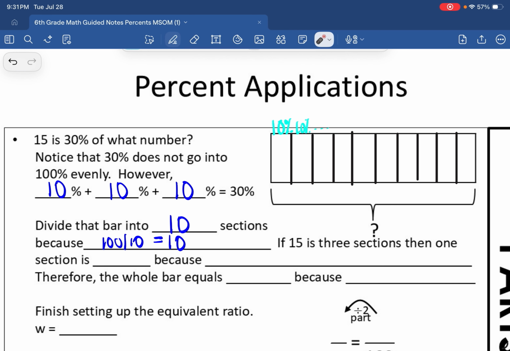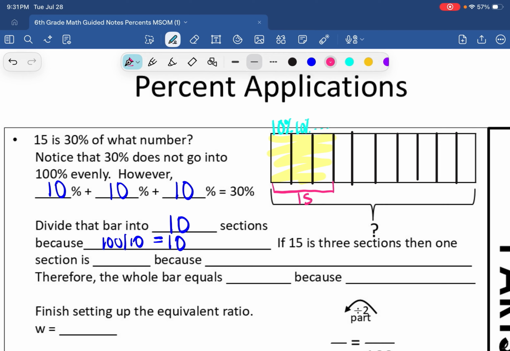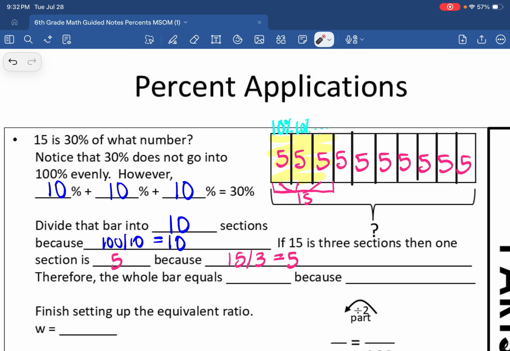15 is 3 sections because 15 is 30%. 30% would be 3 of these. So 15 is this much. It's not my whole, it's still my part. So I have to take 15 and divide that into 3. That means each section is 5. Therefore, the whole bar equals 5 times 10, or 50.